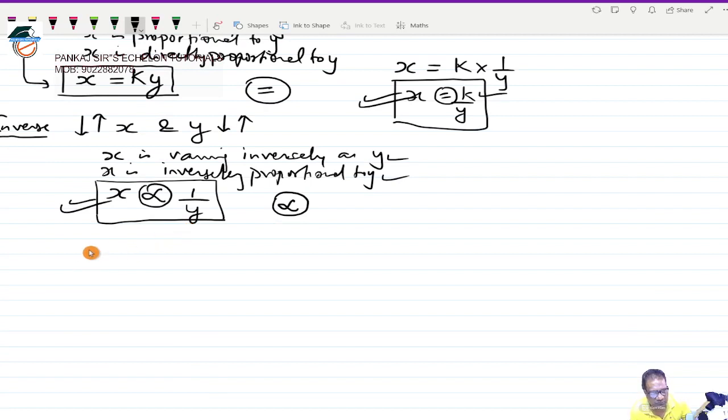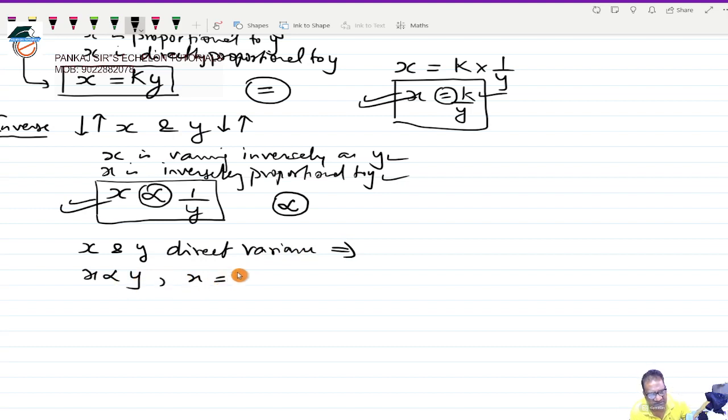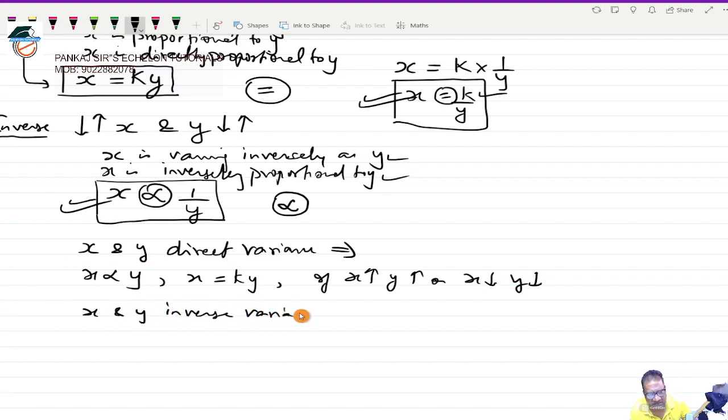direct variation between two quantities x and y means what? It can be written this way, it can be written this way, and the meaning is if x increases, y also increases, or when x decreases, y also decreases. And when x and y are in inverse variation, okay, what is the meaning of that?